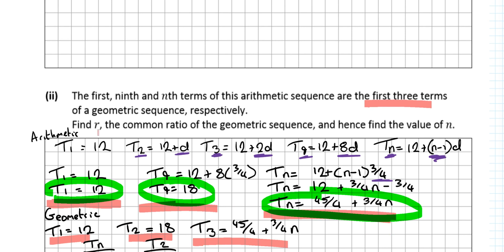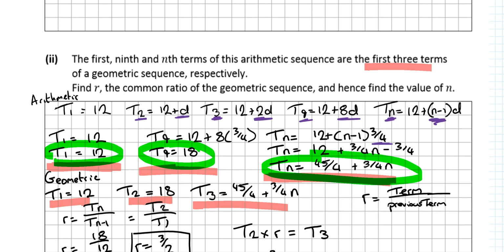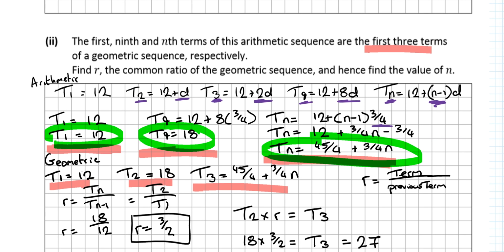Well, what is r? r is the common ratio of a geometric series. What's a common ratio again? Well, a common ratio is what I multiply the first term by to get to the second term. So r is T2 divided by T1, or the general term would be Tn divided by Tn minus 1, or you could say r is equal to a term divided by the previous term. Okay, so it's going to be 18 divided by 12, which is 3 over 2.